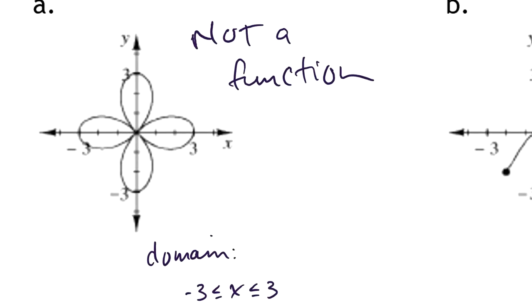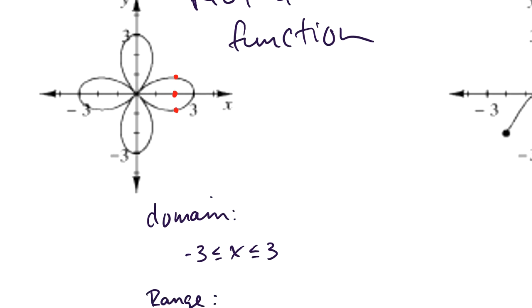It clearly doesn't follow our expectations that a function be consistent and predictable. So for example, I could pick this point. That particular value of x has two different values of y. So it is not a function. However, it does have a domain and range.